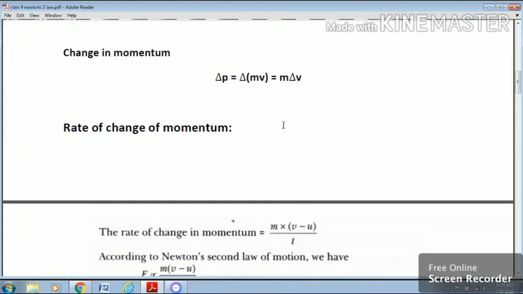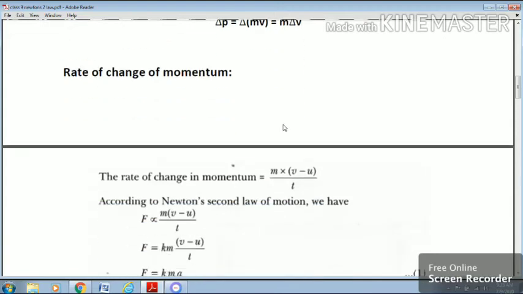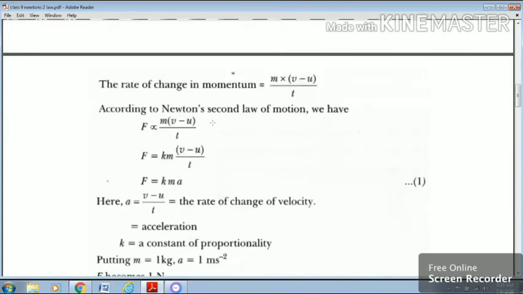Now next is rate of change of momentum. Rate of change of momentum means change of momentum divided by time. In simple terms, rate of change of momentum means momentum divided by time. Momentum is mv. So rate of change of momentum is written as m, instead of v, final velocity minus initial velocity by time t.